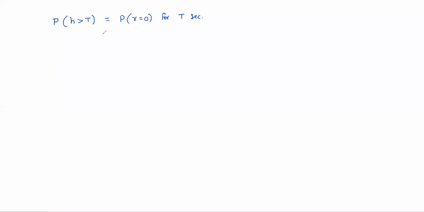The definition of this is: probability of headway greater than t is nothing but probability of r equal to 0 for t seconds. That is nothing but what is that? And let lambda be the average vehicle arrival rate. Then m equal to mean equal to lambda t.